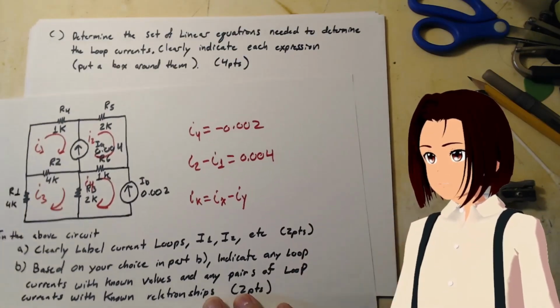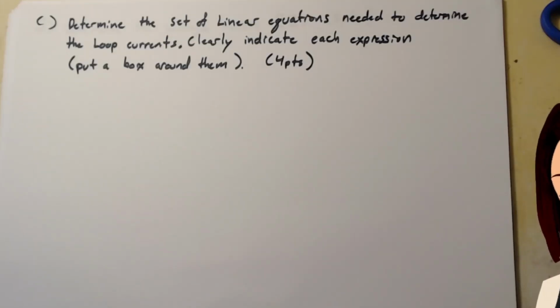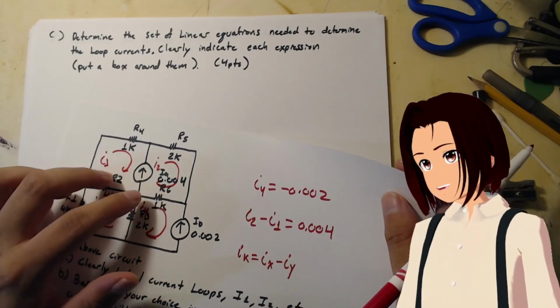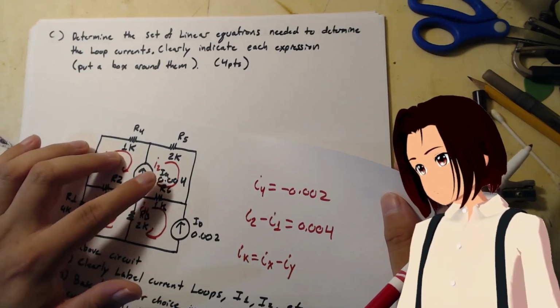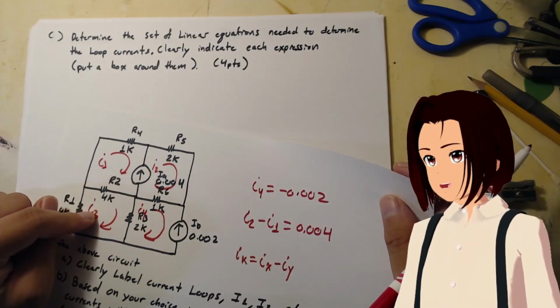So after you write those, that's it. You're good to go. Part C. Determine the set of linear equations needed to determine the loop currents. Clearly indicate each expression. Put a box around it. 4 points. We know I4, and we know the relationship between I1 and I2. So first, let's do the mesh analysis for I3.